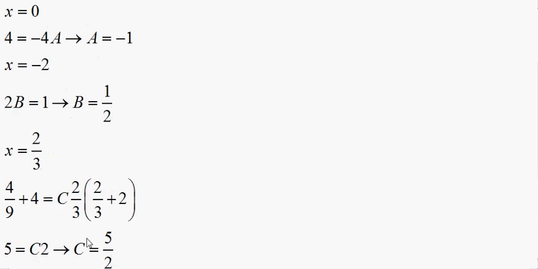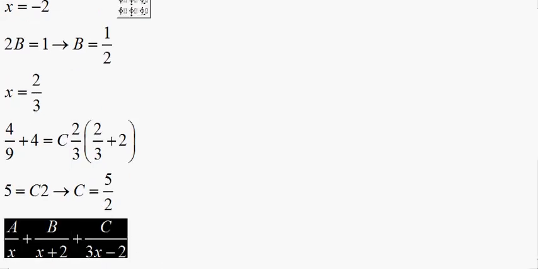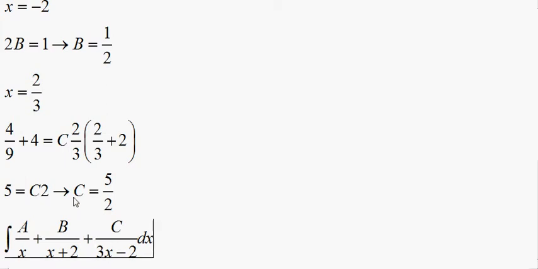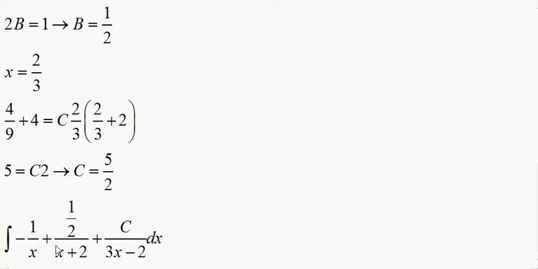So now we can take our partial fraction decomposition, put it back in the integral and replace. Well, a was negative 1, b was 1/2, and c was 5/2. Let's see if that's what I have in my notes. Yes, it is. Okay, so now these are all just natural log functions. These should be fairly easy.